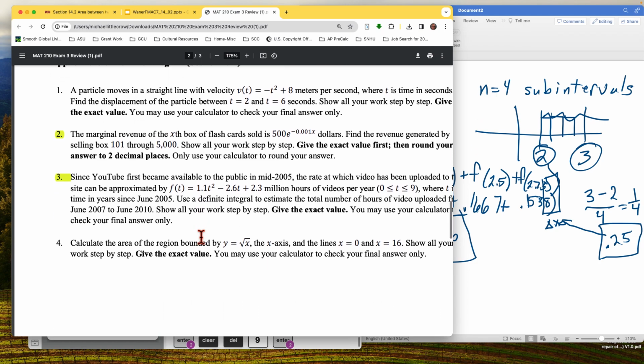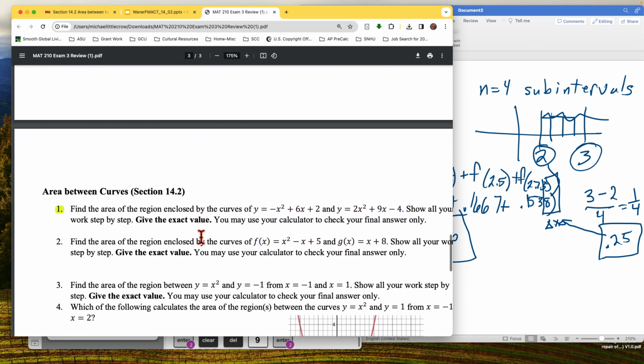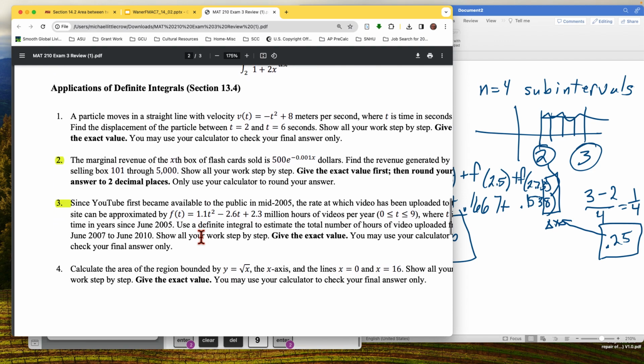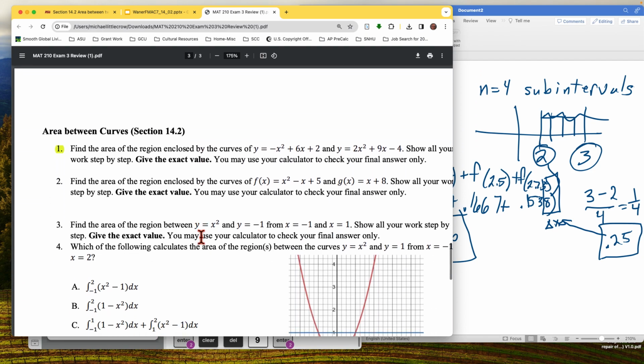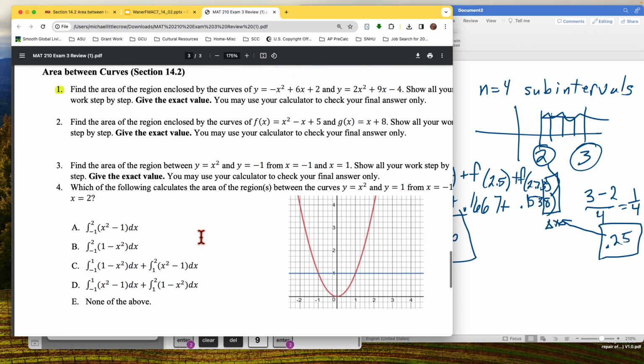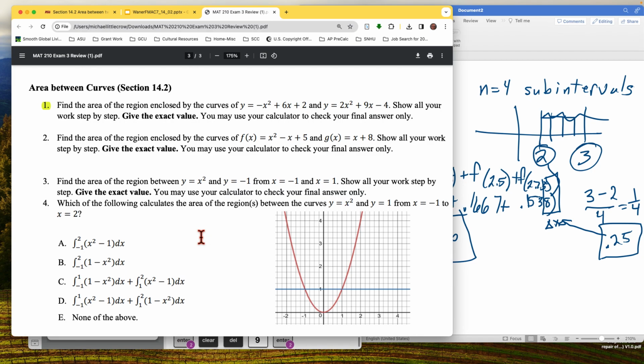Applications. I don't remember doing many of those. 13.4. Maybe a few of those. Area between curves, I'd be happy to do any of those. Again, we've got a whole day, you could look through those. For the area between curves, I think the one we did in class is a nice template of what you'll need to be able to do, so follow that one. Look at that graph.